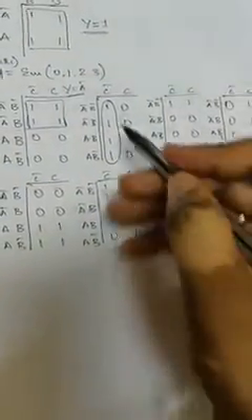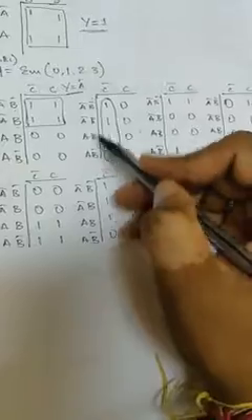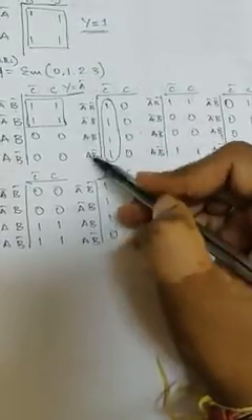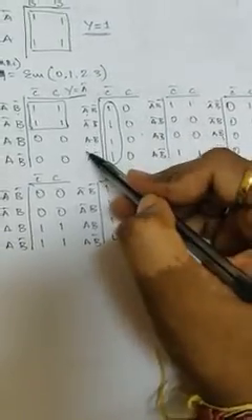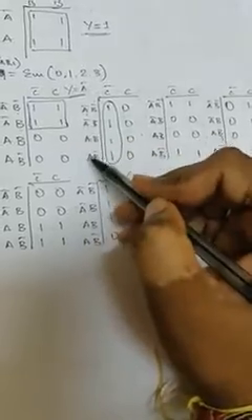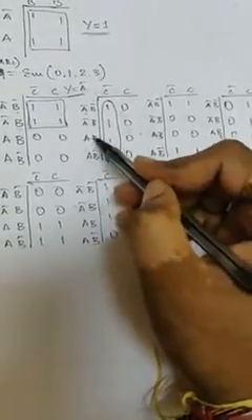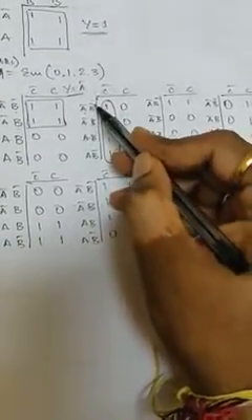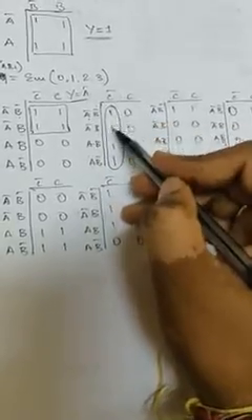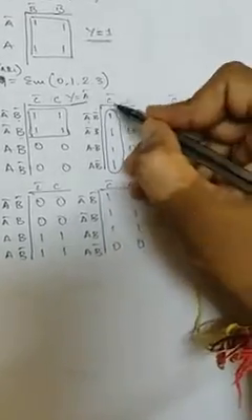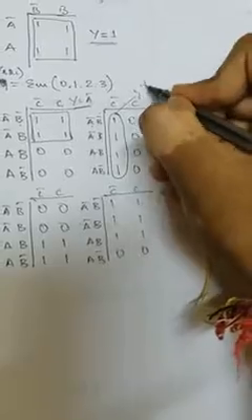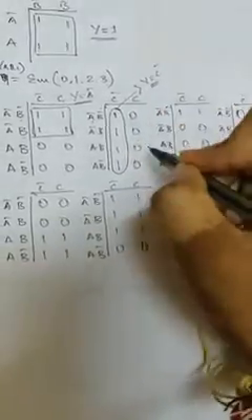So if this is the case, everything will get disconnected, or vertical, everything will get cancelled. See, A bar and A get cancels, this A bar, this A cancels, this B bar, B cancels, this B and B bar get cancels. What is remaining? C bar. So the answer is Y is equal to C bar for this K-map.